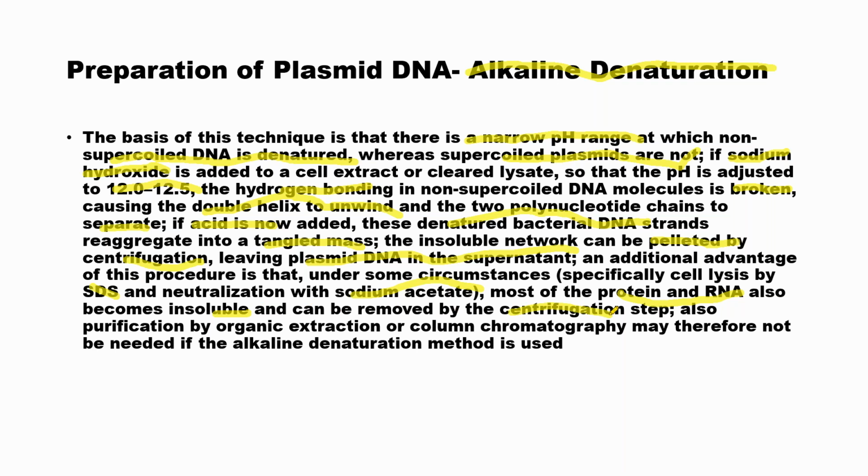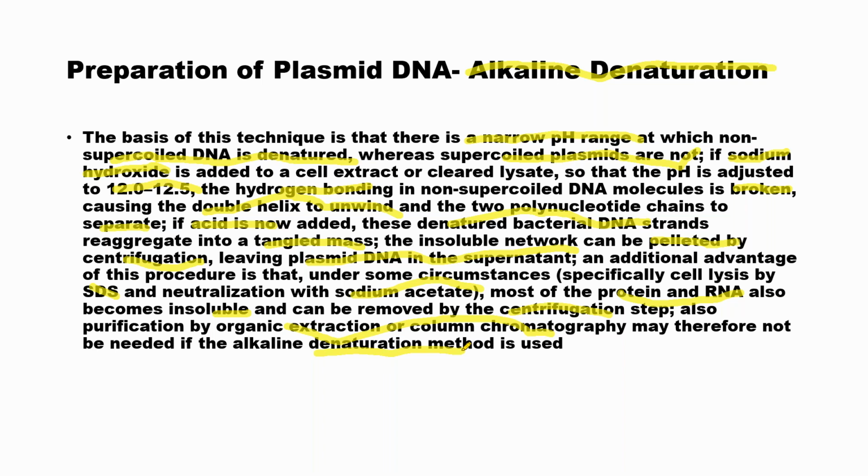Also, purification by organic extraction or column chromatography may not be needed when we go for this alkaline denaturation method. Okay. So the alkaline denaturation method is the first method used for the preparation of plasmid DNA based on conformation. That is, plasmid DNA usually occurs in a supercoiled form. Now, we are applying a narrow pH range in which the supercoiled plasmid DNA will remain intact, whereas the non-supercoiled chromosomal DNA will be denatured, disintegrated and separated.